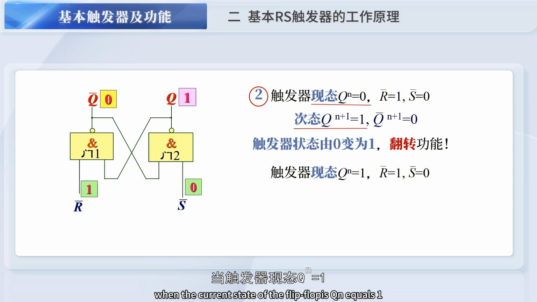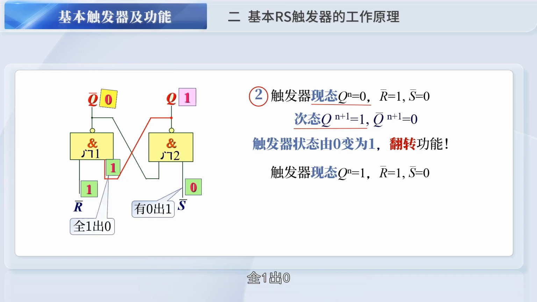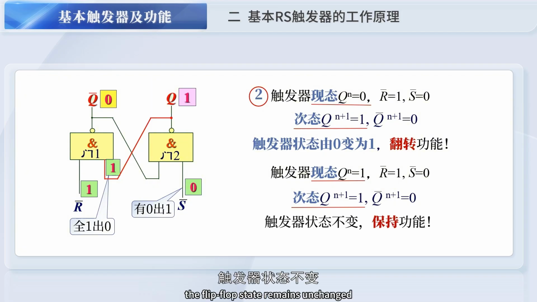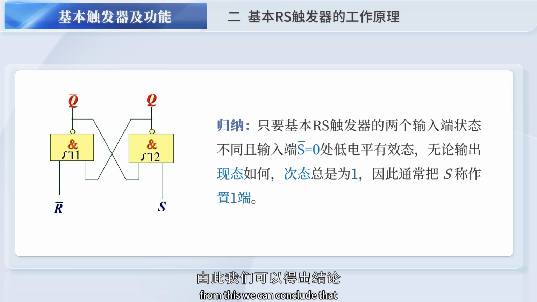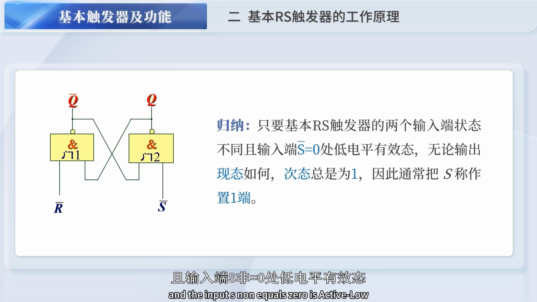When the current state of the flip-flop is Qn equals 1, when R bar equals 1 and S bar is 0, the NAND gate on the right has a 0 input and outputs 1. Both inputs of the NAND gate on the left are 1, so it outputs 0. The next state of the flip-flop is Qn plus 1 equals 1, Q bar n plus 1 equals 0. The flip-flop state remains unchanged to achieve the hold function. From this, we can conclude that as long as the basic RS flip-flop's two input states are different, and the input S bar equals 0, it is active low.